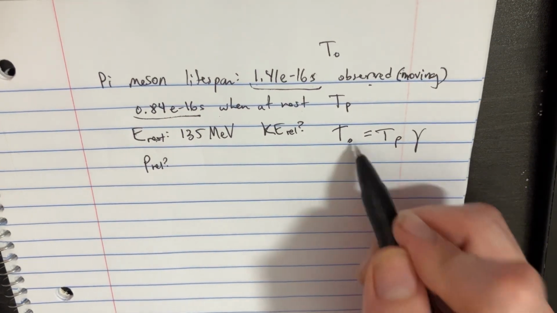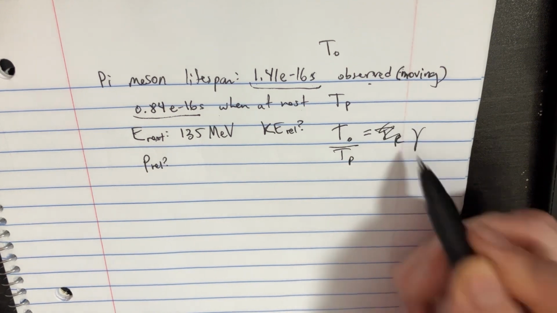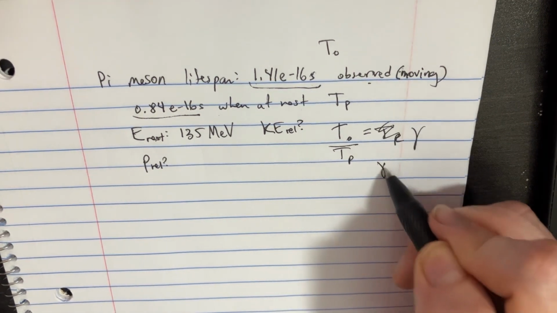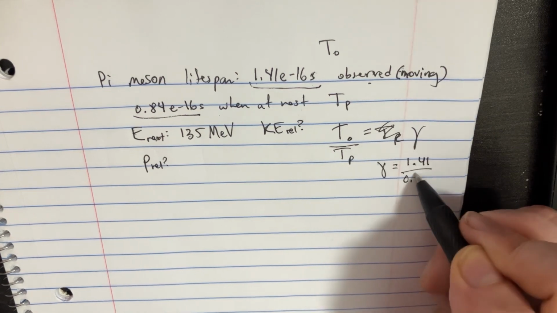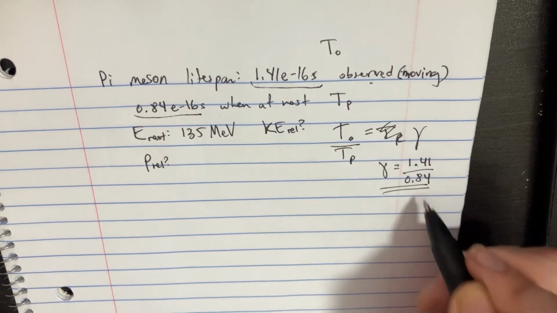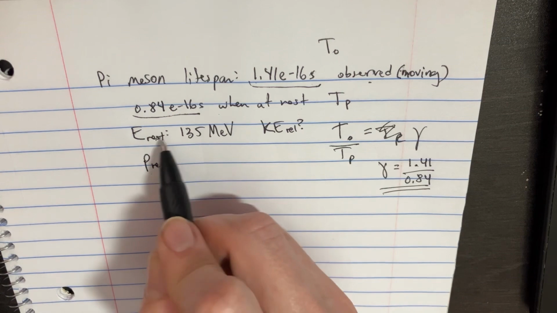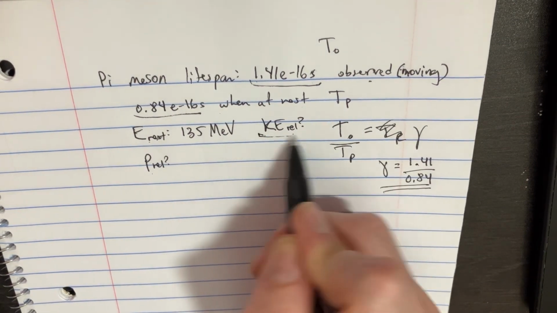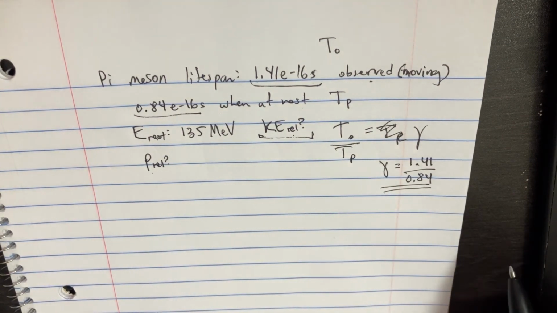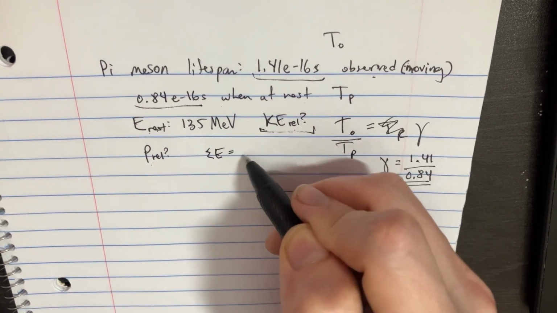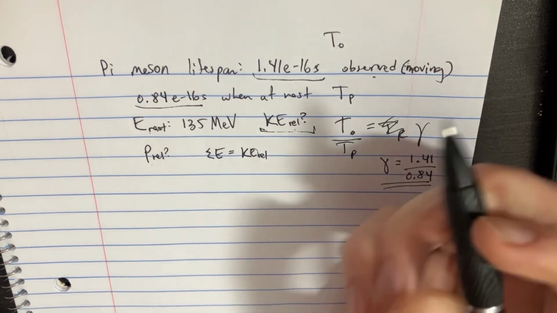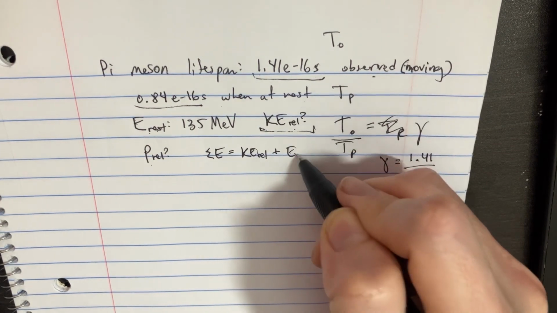So let's go ahead and divide this over and solve for the gamma. It's just going to be 1.41 divided by 0.84. So now they're asking over here for the kinetic energy, the relativistic one. So we have this equation that the total energy is supposed to be equal to KE rel plus the E at rest.